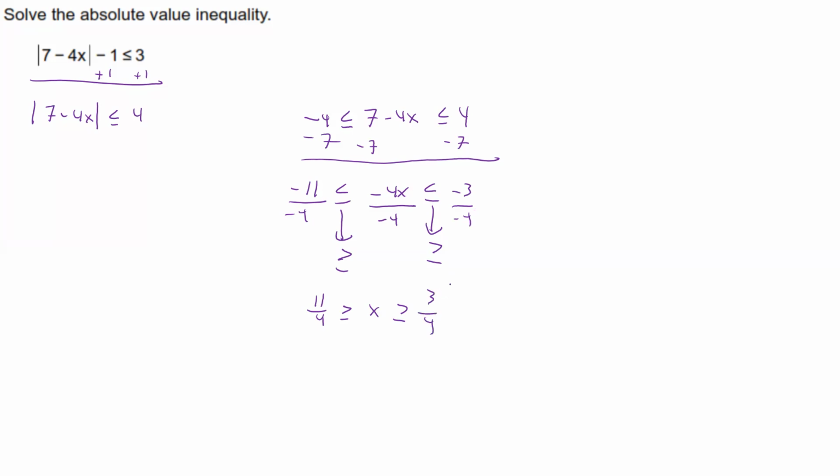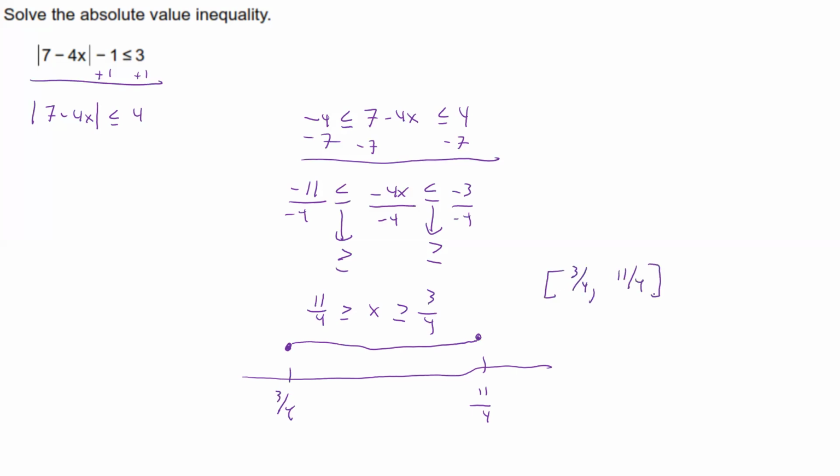Okay, so now we have to look at this and read it backwards. So we're going to say 3 fourths is less than or equal to x is less than or equal to 11 fourths. So if we look at that on a number line, how does that work? Well, 3 fourths is over here and 11 fourths is over here, and x is between them, so it's going to be between those 2 points. And so now we have to write from 3 fourths to 11 fourths in brackets. We have to read it that direction because that's the direction we're going, from smallest to largest.